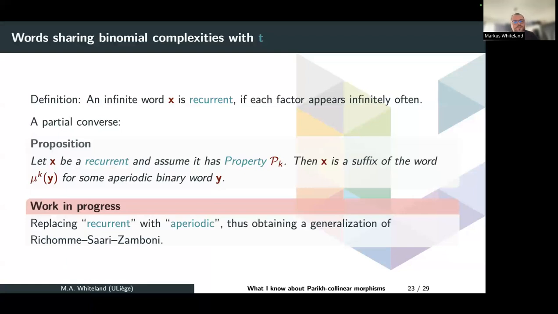And we're currently working on replacing this recurrence assumption with an aperiodicity assumption. So then we get the full generalization of Rigo, Salimov, Zamboni's result.